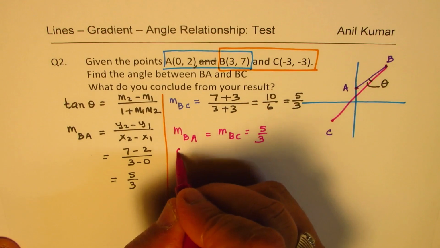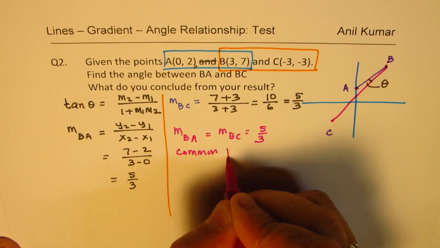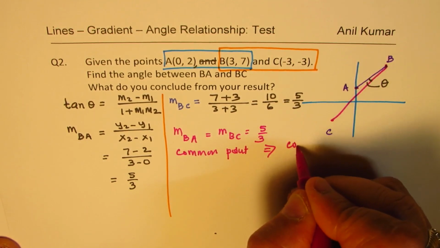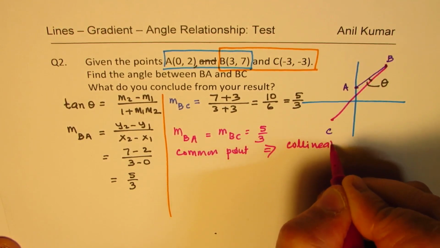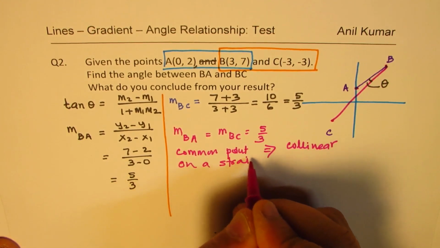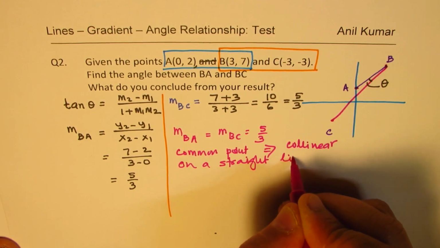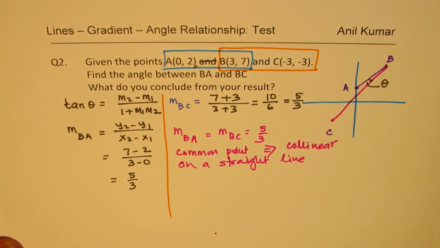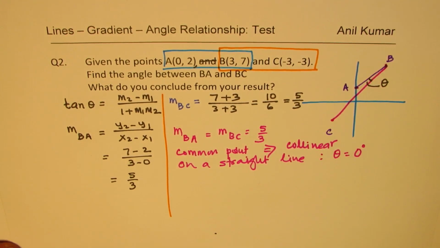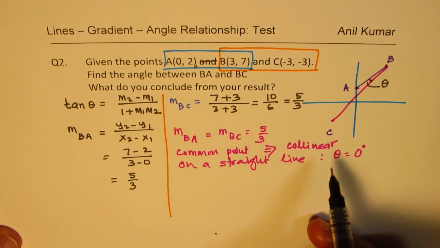And since we have a common point, that means they are collinear. That means they are on a straight line. Correct? So if they are on a straight line, then angle theta is what? It is 0 degrees, correct? If the slopes are exactly the same and the point is common, that means they are collinear.